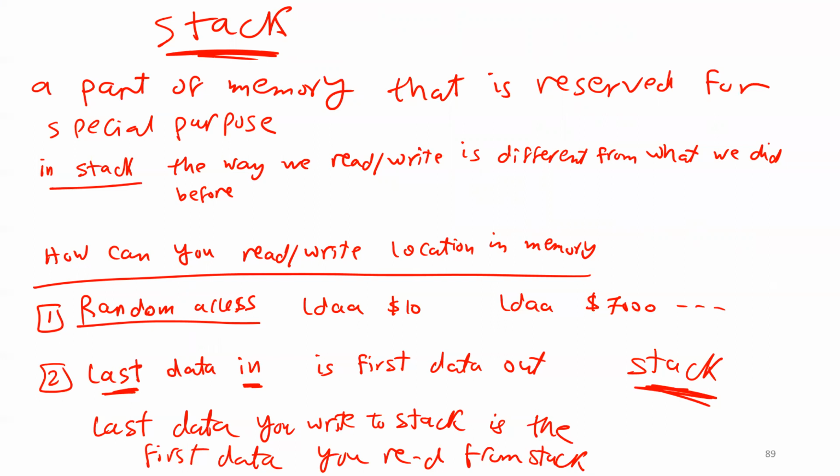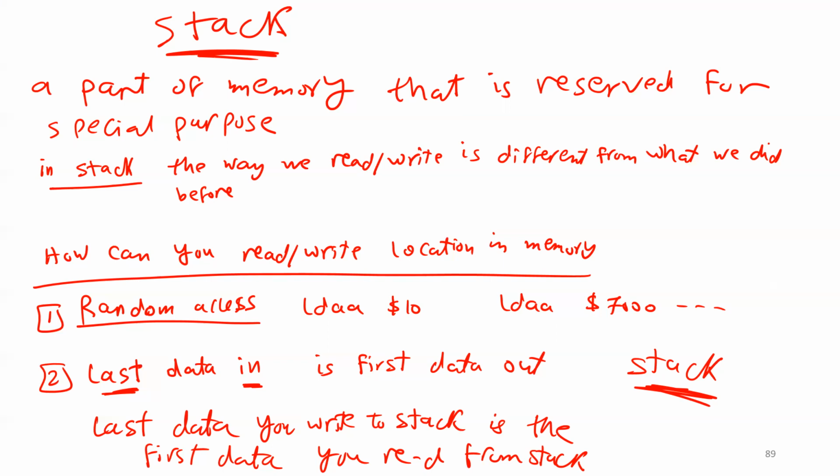You remember? You can say load location 1000, then load location 1005. So there is no specific order or sequence to read memory. There is nothing like that. That's why we call it random. So random means I can randomly read any location. There is no specific order. There is no specific sequence. Is that okay? That's what we have been doing using load and store. You can read, you can write to any random location. I didn't tell you that in order to read 1005, you have to read 1004, 1003. There is no order, random.